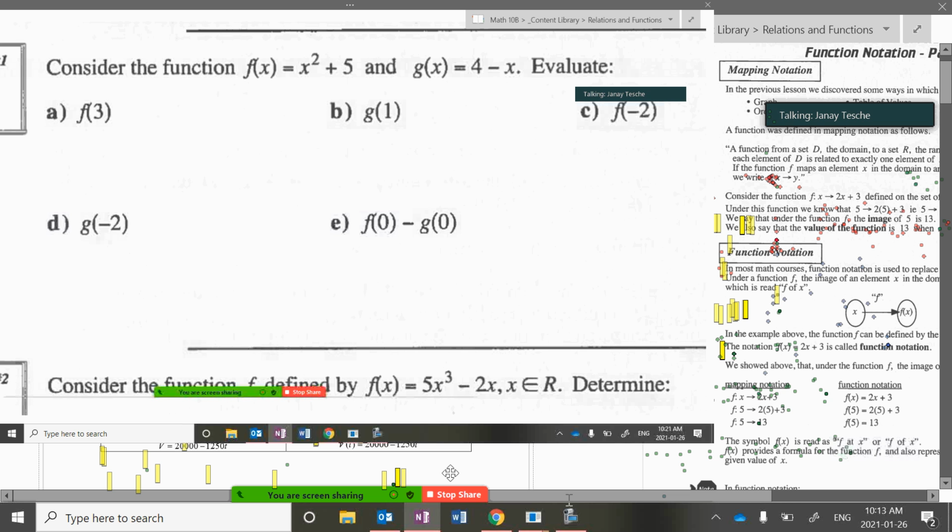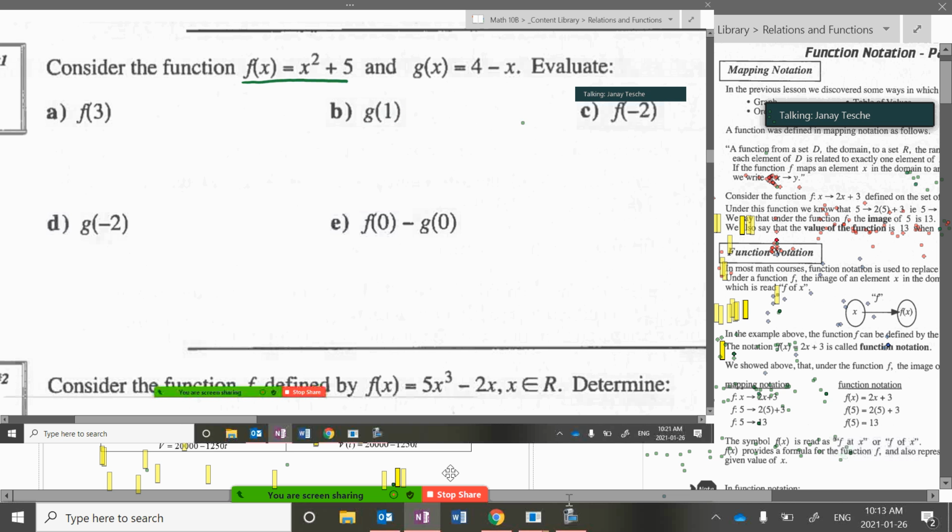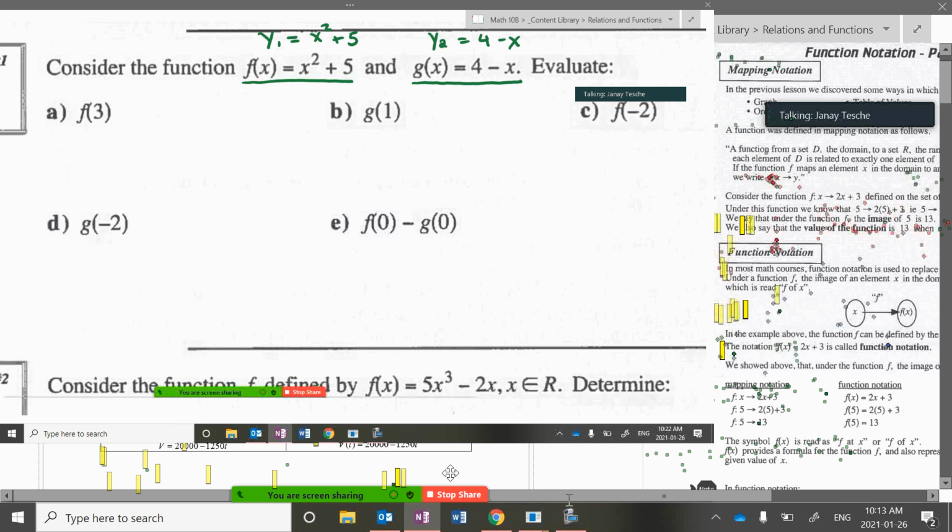So consider the function f of x is equal to x squared plus 5. That's our first equation we're going to be looking at. The second equation is g of x is equal to 4 minus x. Previous to this, we might have just seen this as y1 is equal to x squared plus 5, and then y2 is equal to 4 minus x. Right? It's just, here's two equations. We're going to answer some questions based on these equations, is what it's telling us.